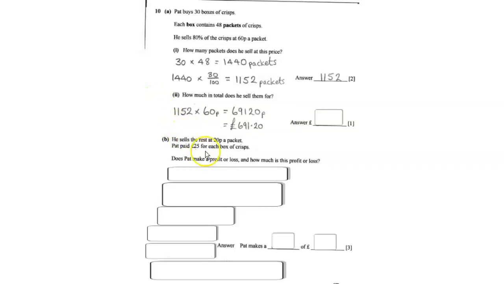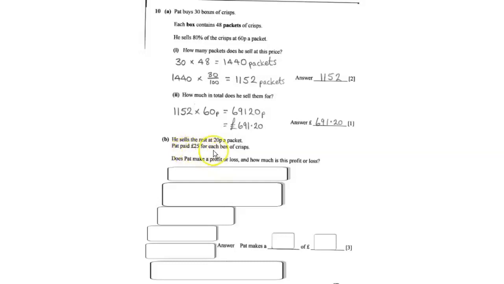So what we're looking at is, this is your 80% you're bringing down, but he sold them for 60 pence a packet. So we just multiply these two together. If we multiply by pence, we get the answer in pence, and then we convert it to pounds. So that's what he sold 80% of his stock for. He got £691.20 for that. So he sells the rest for 20p a packet.